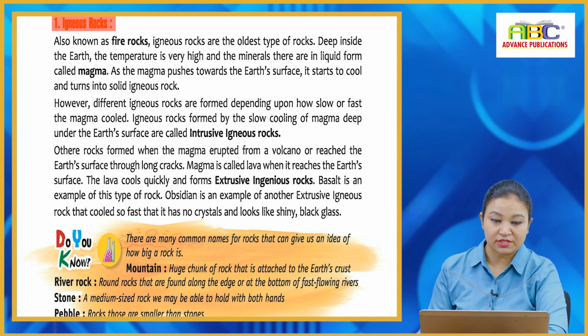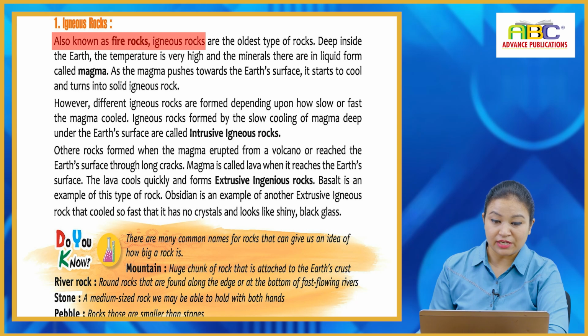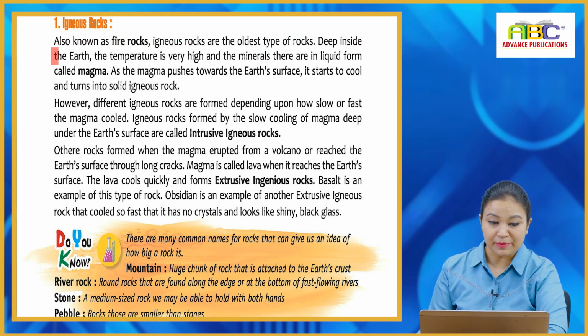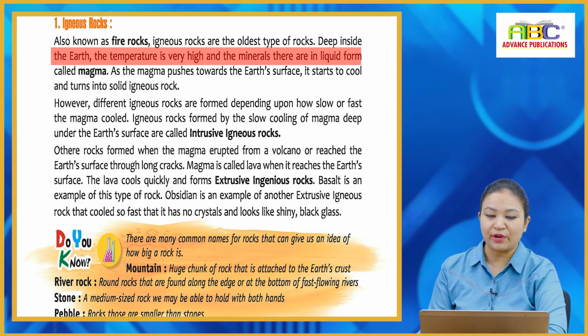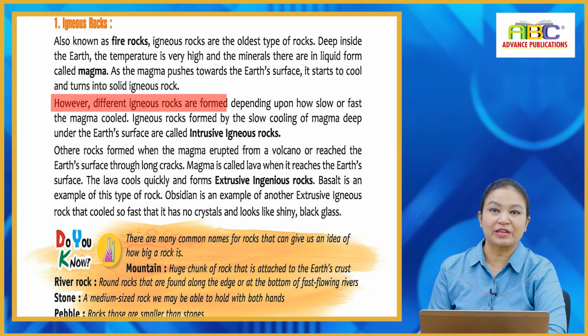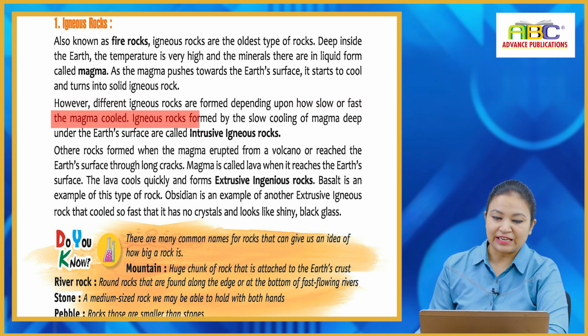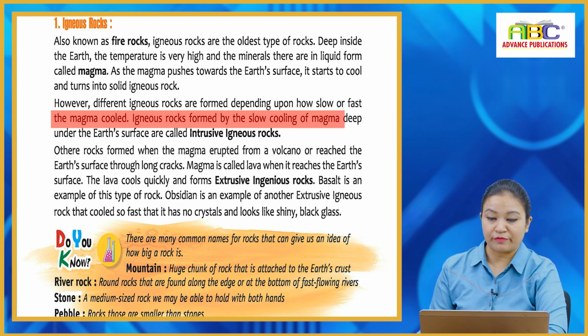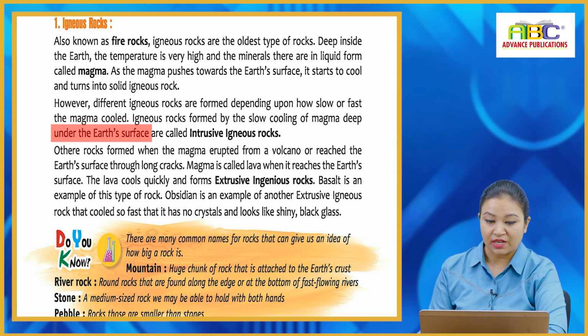First is igneous rocks, also known as fire rocks. Igneous rocks are the oldest types of rocks. Deep inside the earth, the temperature is very high and the minerals there are in liquid form called magma. As the magma pushes towards the earth's surface, it starts to cool and turns into solid igneous rock. However, different igneous rocks are formed depending upon how slow or fast the magma cooled. Igneous rocks formed by the slow cooling of magma deep under the earth's surface are called intrusive igneous rocks.